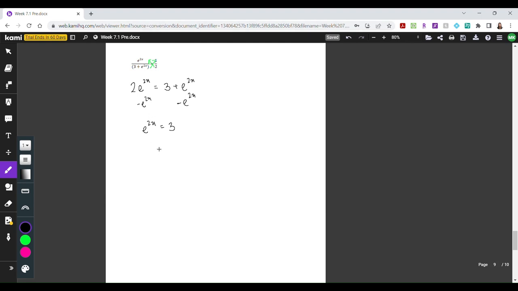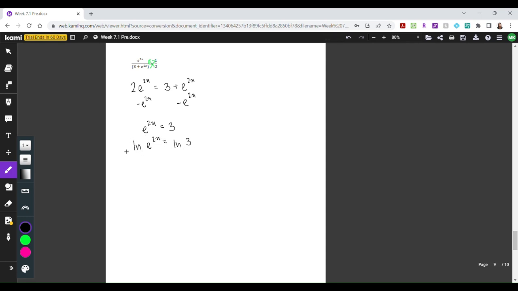Okay? Now that this is alone, what we could also do is put ln on both sides of the equation. So I'm just going to add ln. So it'll be ln e to the power of 2x equals ln 3. Now the reason I'm using ln is because this is e. If you see e, just use ln, that's all. Okay? Now we have ln e to the power of 2x equals ln 3.